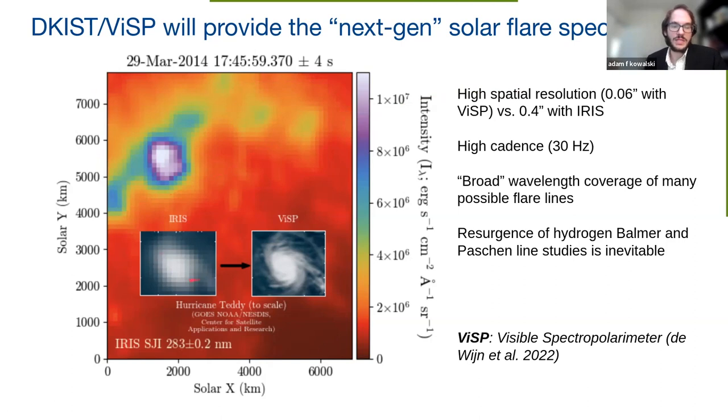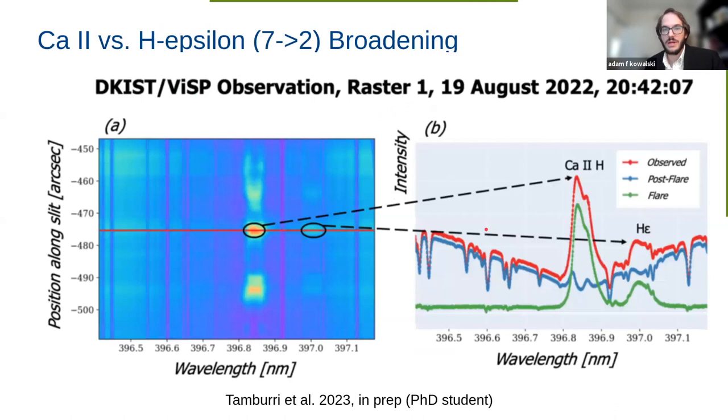I took IRIS to the sun and I looked at Hurricane Teddy, and this is what we saw. And then I took the ViSP on the DKIST to the sun, and I observed Hurricane Teddy. And you can see that the spatial resolution is going to be really dramatically improved with the DKIST and the ViSP. It's going to be really exciting to see what kind of substructure we're going to see in these little kernel brightenings. Of course, I have to show some first results from the ViSP.